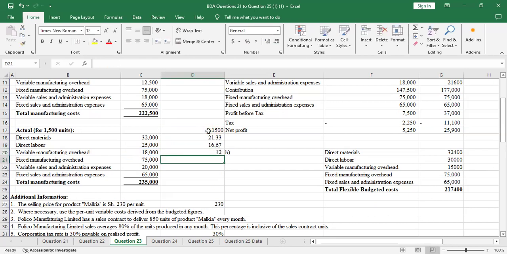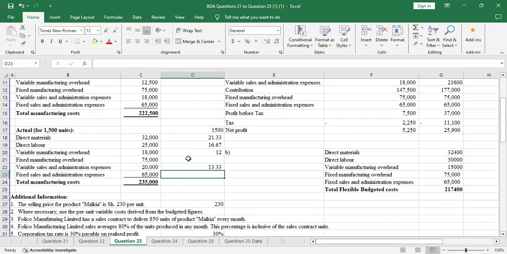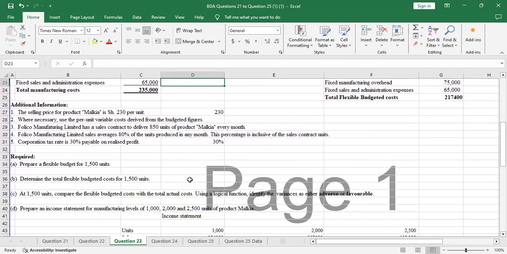The fixed cost remains the same. Yeah, that will remain the same all through. Then variable sales, I'll pick that and divide per unit by 1,500 to get the cost per unit. Then fixed sales will remain the same.